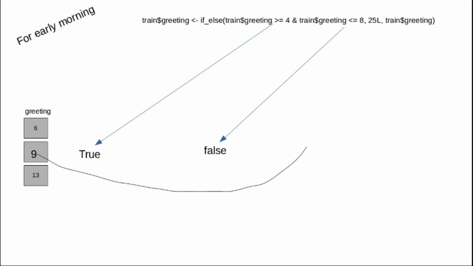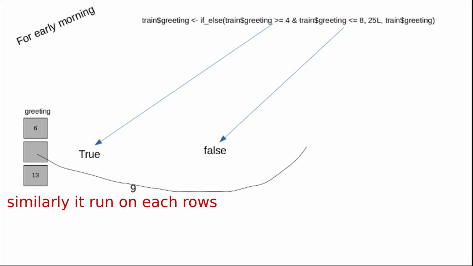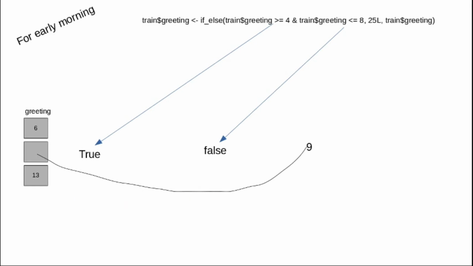Let's see the second row. It checks the condition 9 is greater than 4, it is true, and 9 is less than 8, it is false. That means it does not execute the 25L, it executes the train dollar greeting. That means it returns 9. Let's see the demo in R.